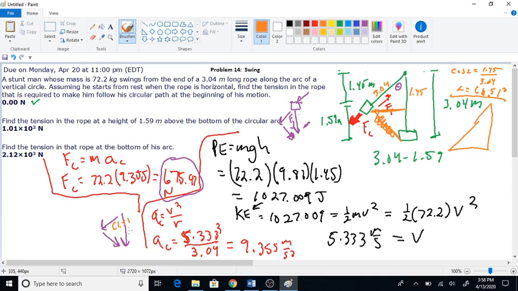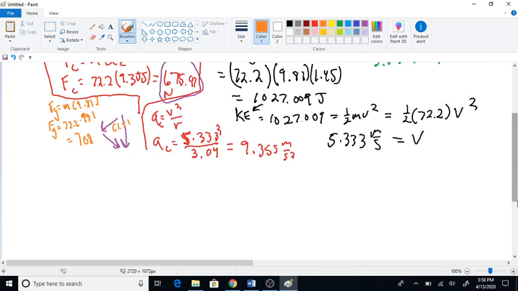61.51, and gravity, Fg, is mass times 9.81 for us. So Fg is 72.2 times 9.81, and that equals, for us, 708.3 newtons. But now we've got to split that.